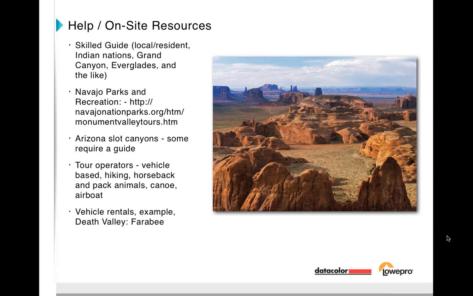Canoe, airboat in places like Alaska. There's only two ways to get around in Alaska, really. It's by airplane and by boat. You know, those airplanes can really get you into the backcountry in places that you really could not see any other way. And of course, you can rent vehicles in Death Valley across from one of the resorts. It's not too far from Badwater. There's Farabee, and they rent all kinds of vehicles.